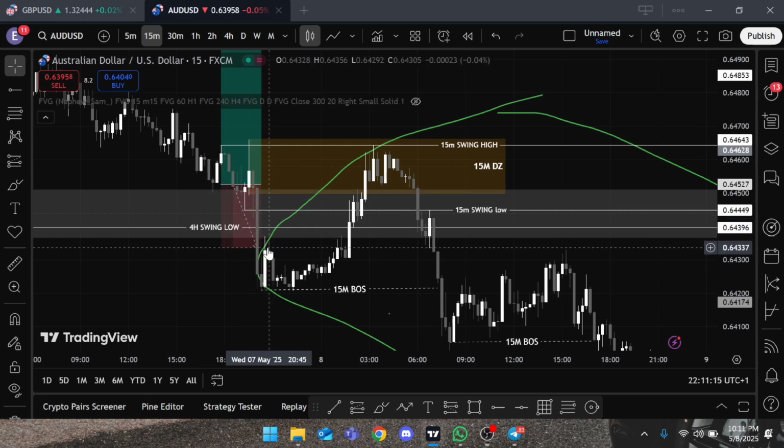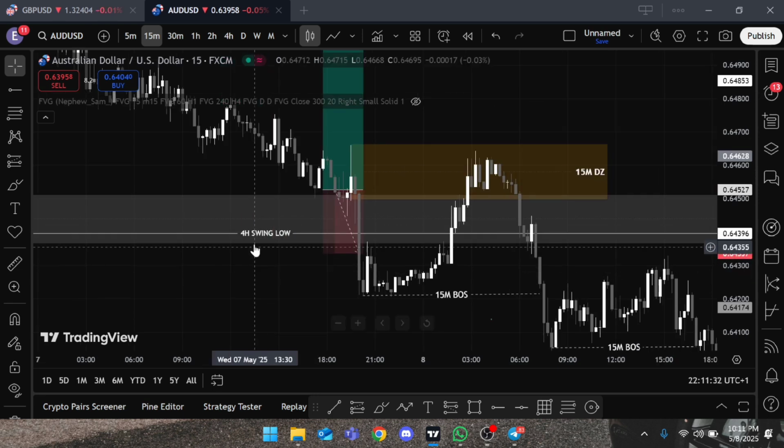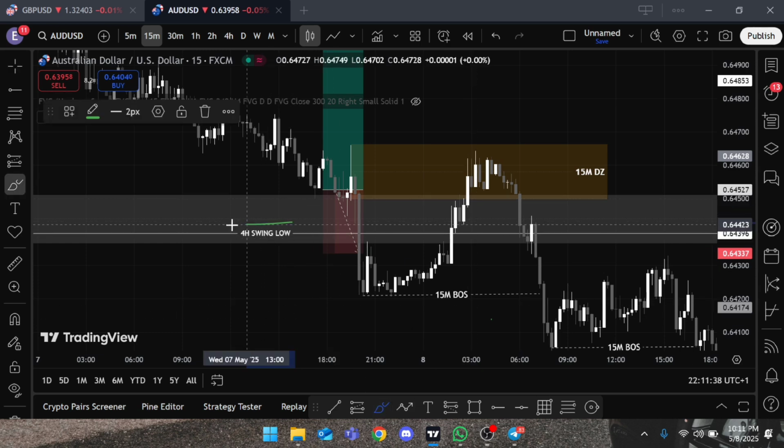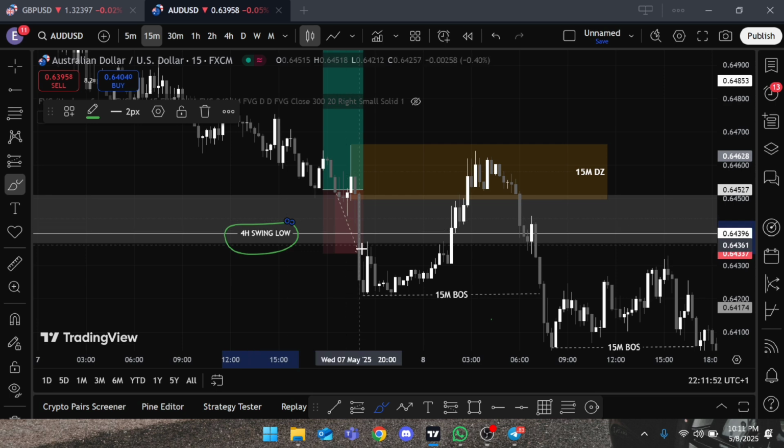So let me explain something else. Immediately the market broke the 4-hour swing low, you can see it right here. The 4-hour swing low. This shows that the 4-hour is now bearish. The market is no longer bullish, so we're no longer looking for buys, we're looking for sells.